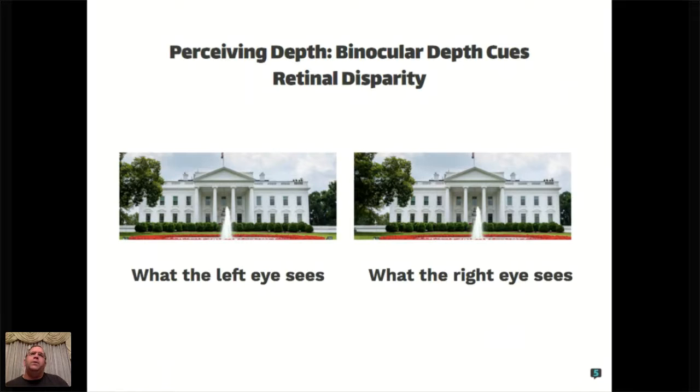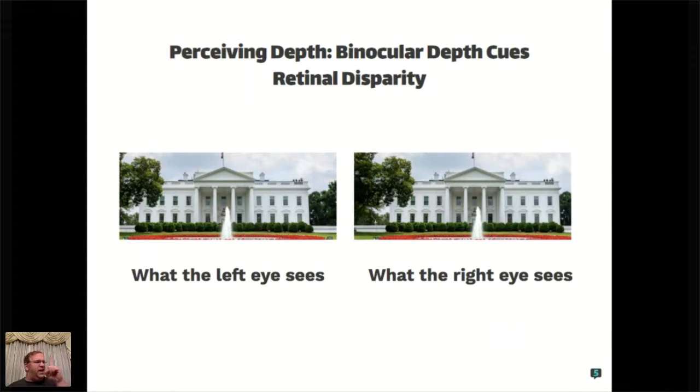You see, what we're talking about here is the difference between what the left eye sees and what the right eye sees. Put another way, the difference between what the left retina senses and what the right retina senses. Another word for difference is disparity. What is the disparity between what the left retina sees and the right retina sees? That's what it's called, retinal disparity.